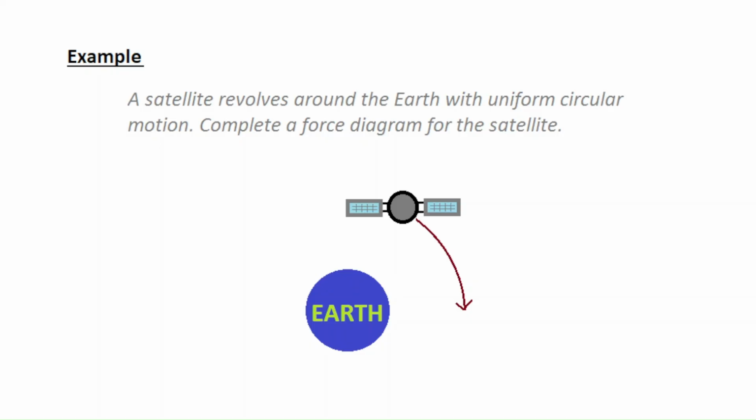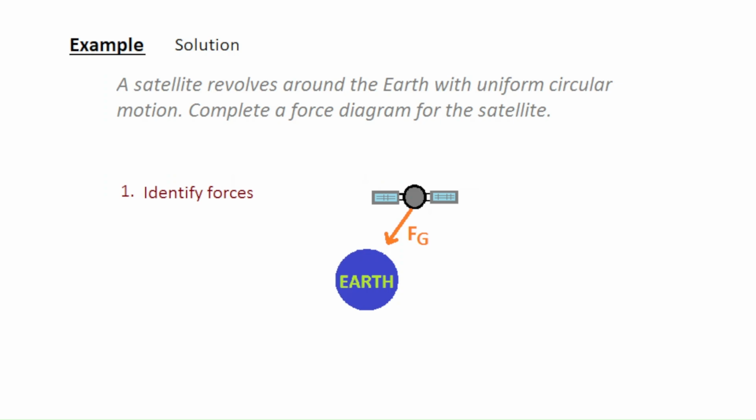Here we have a satellite moving with a uniform circular motion around Earth. We're going to try to complete a force diagram for the satellite and use it to write an Fc equation. Step 1, we want to identify the forces. I can think of a single force acting on the satellite. There is a force of gravity on the satellite provided by Earth and pointing right at the center of Earth.